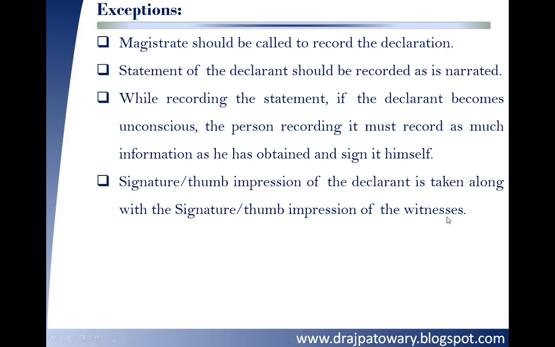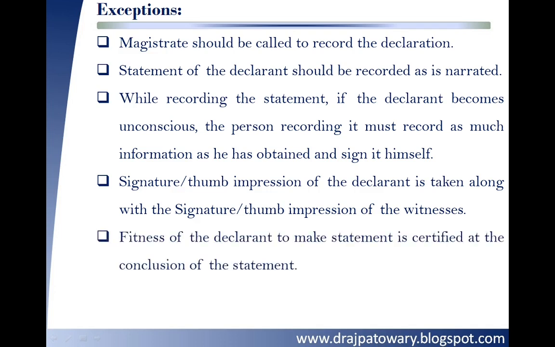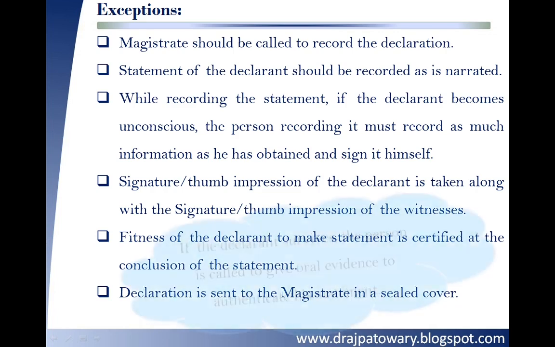These witnesses are very important. They must be persons who can be traced later on, who can be summoned to give evidence. Then the fitness of the declarant to make the statement is certified at the conclusion of the statement, if it is recorded in the hospital setup. Then the declaration is sent to the magistrate in a sealed cover. Up to this much we have already discussed.